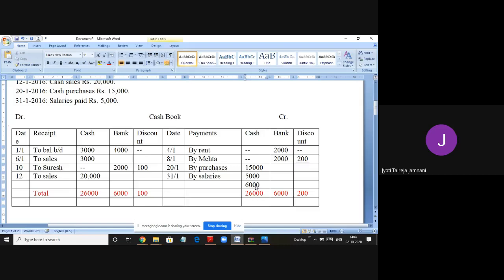We have received 6,000 in the bank account and we have paid 4,000. So the balance is 2,000. So we call it by balance carried down. And this happens on the last day of the month, that is 31st January.